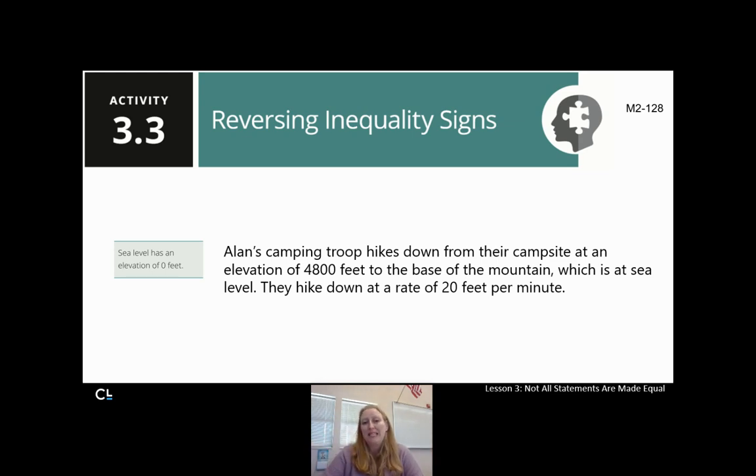But here's the thing. Alan's camping troop is now hiking. So Alan's camping troop hikes down from their campsite at an elevation of 4,800 feet to the base of the mountain, which is at sea level. Just a reminder, sea level has an elevation of 0. So in case you weren't sure about that, they hike down at a rate of 20 feet per minute. That word rate feels important. I feel like it should be triggering something in your brain.